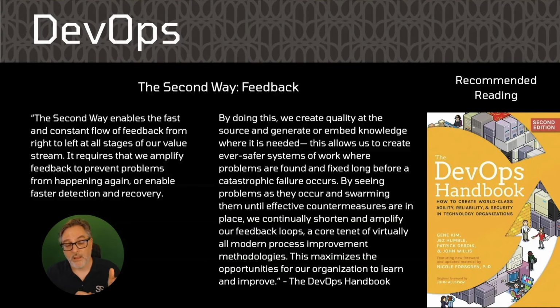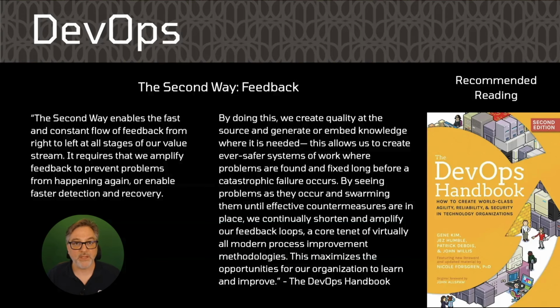We're going to talk about that a lot later, but right now it's about these principles of moving problem detection and fixing from right to left. And that requires a feedback mechanism. By doing this, we create quality at the source and generate or embed knowledge where it is needed. So again, getting the developers what they need early on so that they can fix the problem. This allows us to create ever safer systems of work.